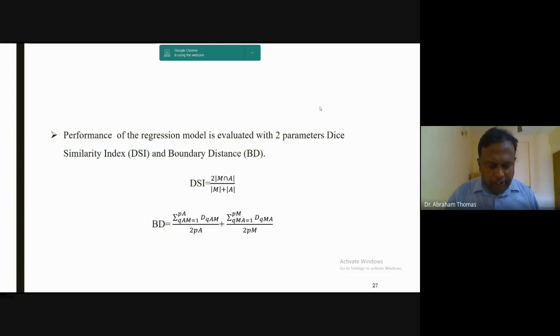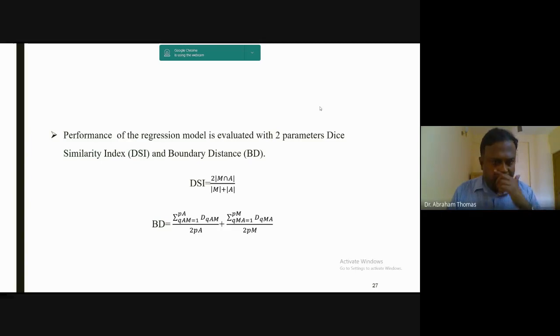So what is DQAM? It is the distance between the pixel QAM on the regressed boundary A and the closest pixel in the manually segmented boundary M. Similarly, DQMA is the distance between the pixel QMA on the manually segmented boundary M and the closest pixel in the automatically segmented boundary A. PA and PM denote the total number of boundary points in A and M respectively. In our case, they are both 100, PM and PA.